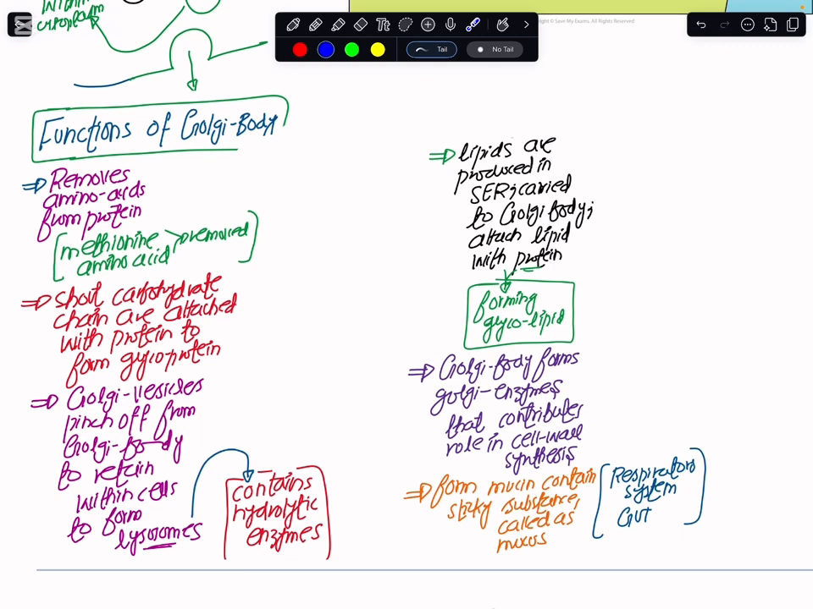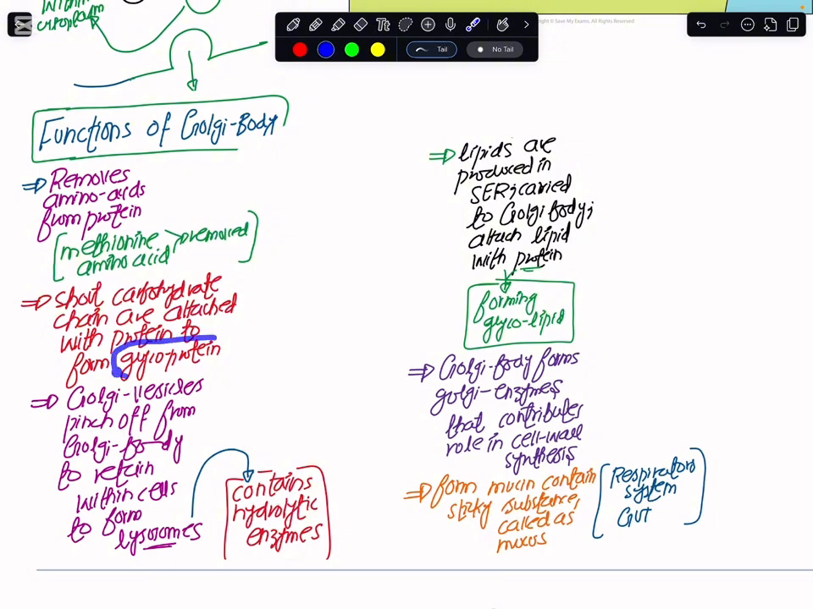And when they would come to the Golgi body, the Golgi body would remove the methionine from any of the protein which is coming from the rough endoplasmic reticulum. The other word was glycoprotein, as I have said earlier. So if the protein comes in the Golgi body, and if I attach some short carbohydrate chains to it, it would make the glycoproteins here.